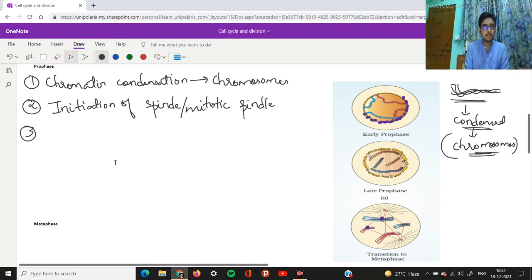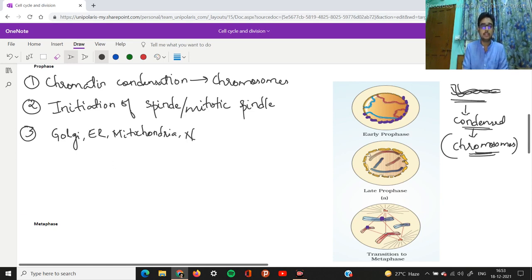And the last, which is also very important: the cytoplasmic components such as the Golgi complex, endoplasmic reticulum, mitochondria, and also the nucleolus inside the nucleus.